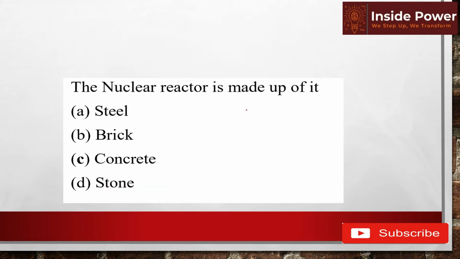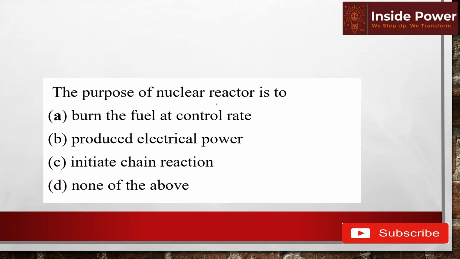The nuclear reactor is made up of steel, bricks. No, it is made up of concrete only. The purpose of a nuclear reactor is to burn the fuel at a controlled rate. Yes. Produce the electric power. No. Electric power production is by means of a generator. And initiate chain reaction. No. So both options are not correct. So the only option is burn the fuel at a controlled rate. This is the correct option.